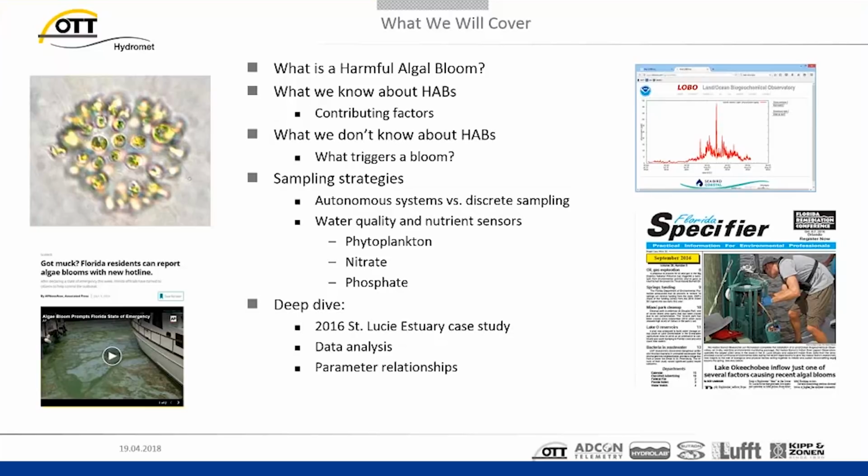We'll look at some of the contributing factors for causing a HAB, or the initiation of a HAB. We'll look at the greatest unknown of all about HABs, which is what triggers a bloom. Then we'll briefly touch on sampling strategies, autonomous systems versus discrete sampling, and some of the water quality and nutrient sensors that are available for continuous monitoring, specifically phytoplankton fluorescence and the nutrient sensors.